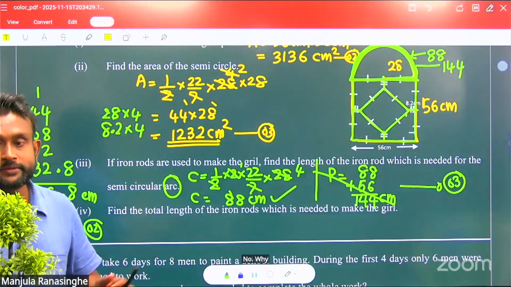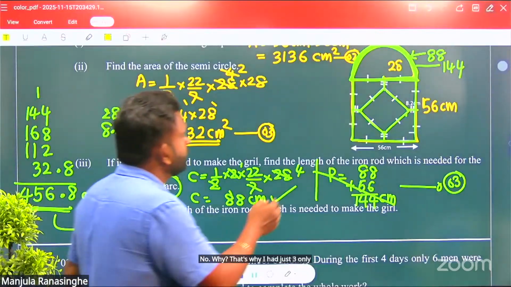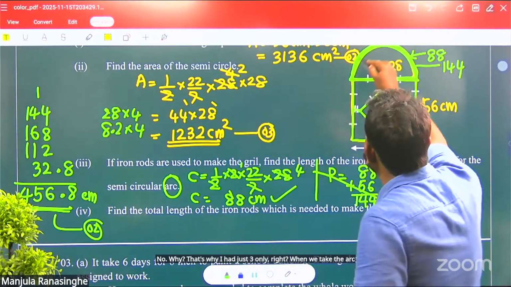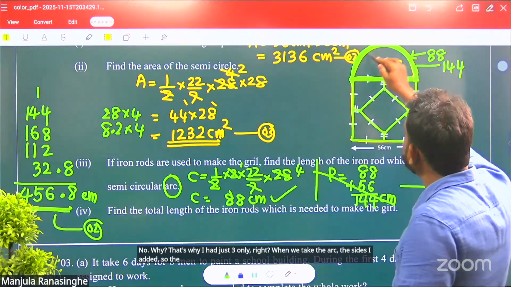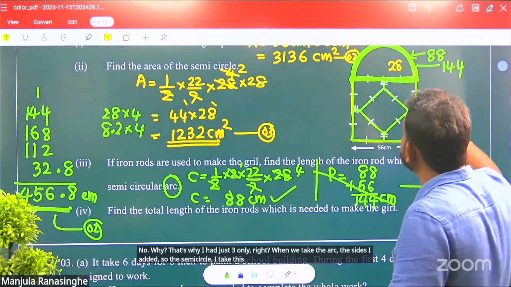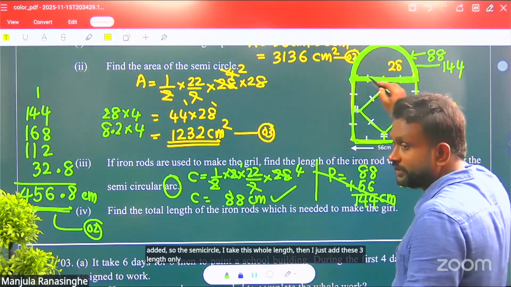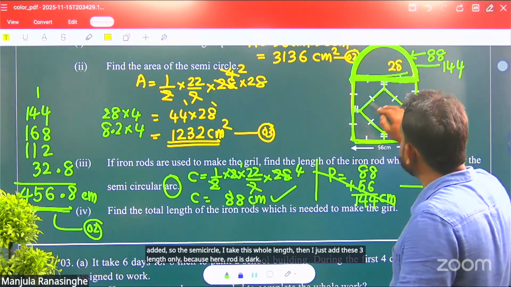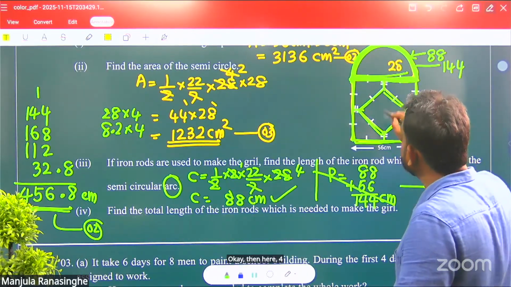Sir, but like we take that same mark for the arc of the square also, no? We don't take a separate one for the square, no? No, why? That's why I had just three only. When we take the arc, these sides I added. So the semicircle, I take this whole length. Then I just add these three lengths only because here the rod is done. Okay. Then here four sides taken and here these four sides taken.